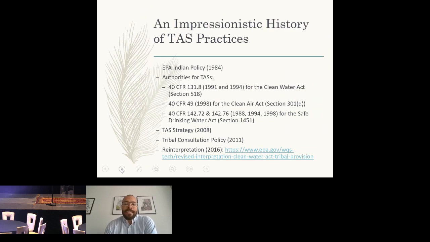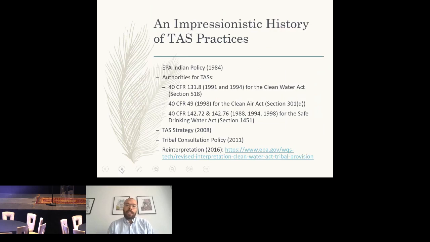It was rooted in this idea that's articulated in our 1984 Indian policy, that tribal governments are the primary parties for making decisions concerning the environment within Indian reservations, in the same way that we would allow a state to make decisions about the environment within their borders. So that same concept should apply to tribes. And Congress recognized this idea and how valuable it would be for tribes to have their own environmental programs, to implement programs that would protect their environments within the reservations.